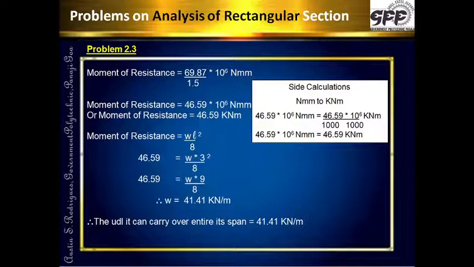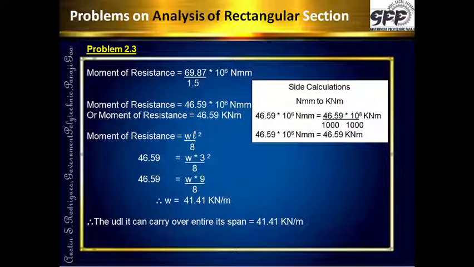So that means this beam can permit a UDL on its entire span of the magnitude 41.41 kilonewton per meter. On every meter, the load can be 41.41. But the question asked is not what it can carry throughout its span, but what it can carry removing its self weight. So now we need to remove the self weight.